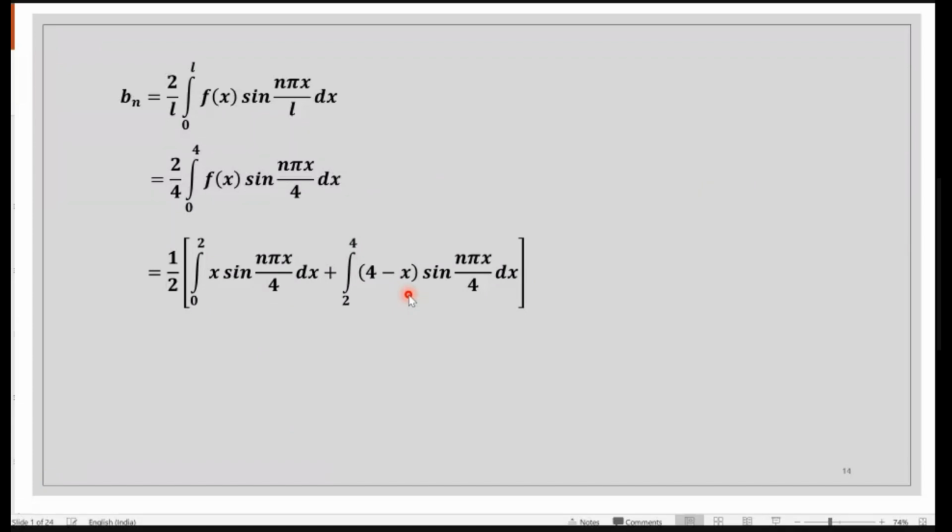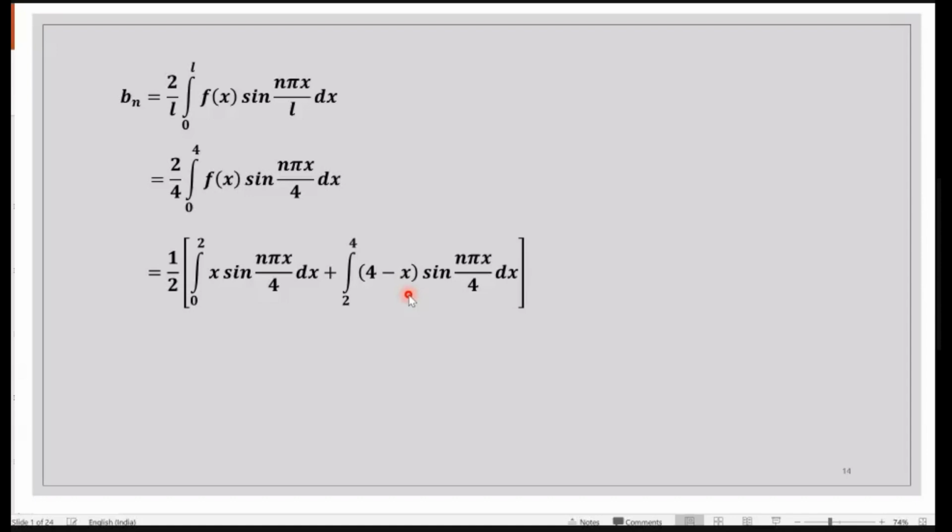Integrate, again two integrals are there, integrating using by parts. x into sine n pi x by 4. u into v apply करो फिर से. u integral v minus... apply for both the terms and let's see what is the answer we get.